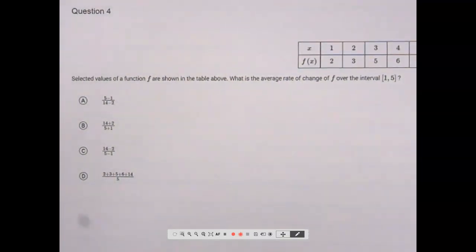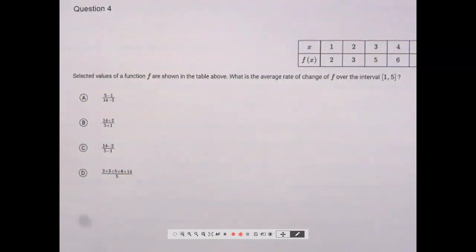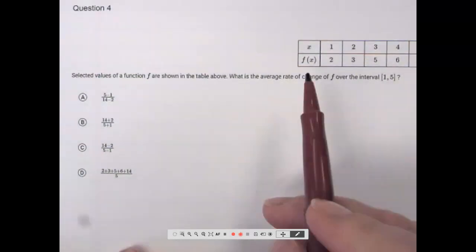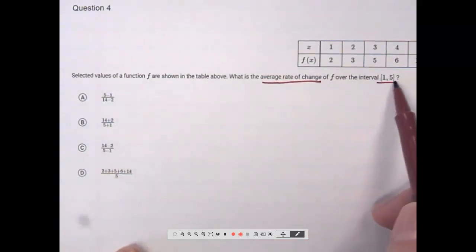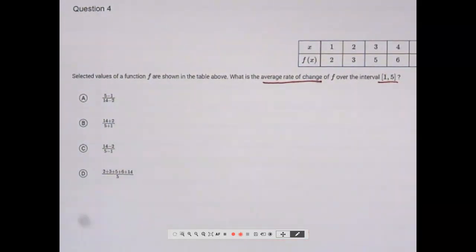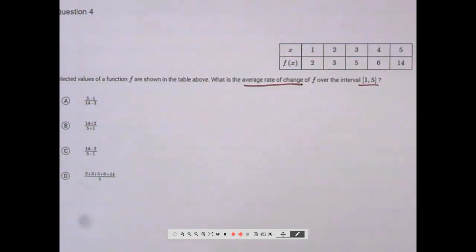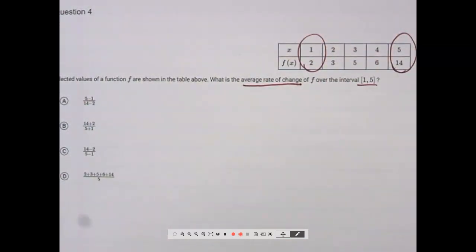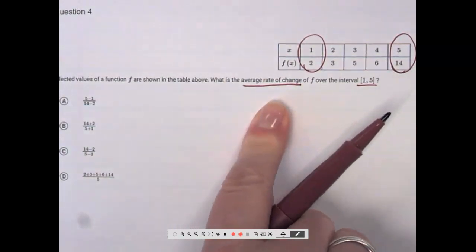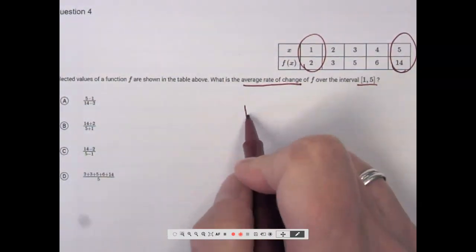Okay, so let's go to question 4. Selected values of a function f are shown in the table above. So we're not given an equation, we're just given ordered pairs. What is the average rate of change over the interval 1 to 5? What do I need to do? Slope formula between 1 and 5. So what does that determine? Which ordered pairs I use. So I'm using the ordered pair here and the ordered pair here. Average rate of change just means slope formula. So make sure that you put your y's on top.